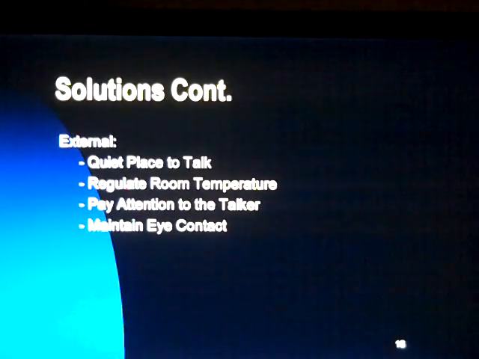Solutions to external noise pollution. Finding a quiet place to talk, having a room with a regulated temperature so that it's not too cold or too hot, paying full attention to the talker, and maintaining eye contact so that outside distractions do not make it so that you're not effectively listening. Next slide.